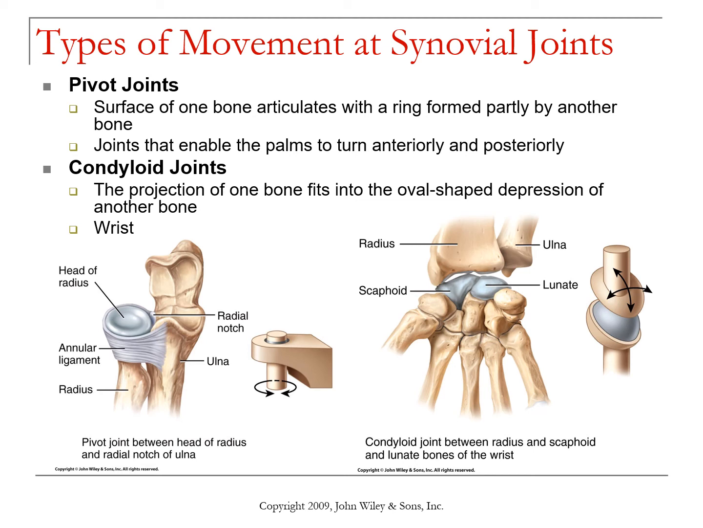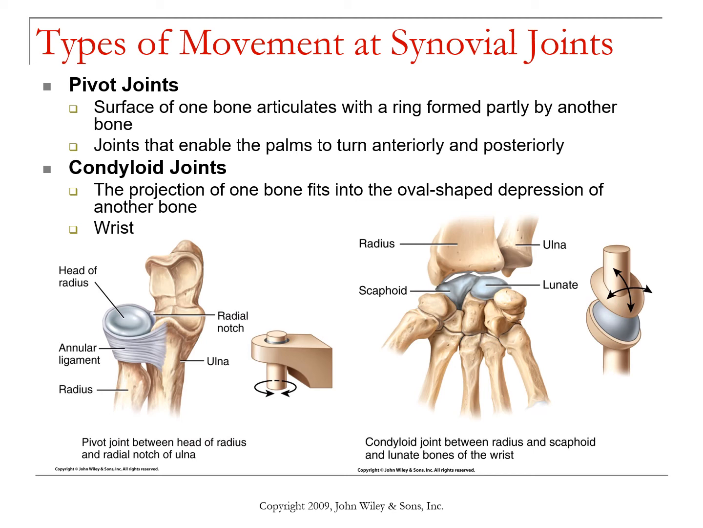We have a similar joint between C1 and C2, or the atlantoaxial joint in the neck. So if you recall, the dens, or the process of C2, the axis, fits into the ring created by the absence of the body in the atlas. And this is what allows us to rotate our heads laterally and medially to indicate no. And remember, no means no.